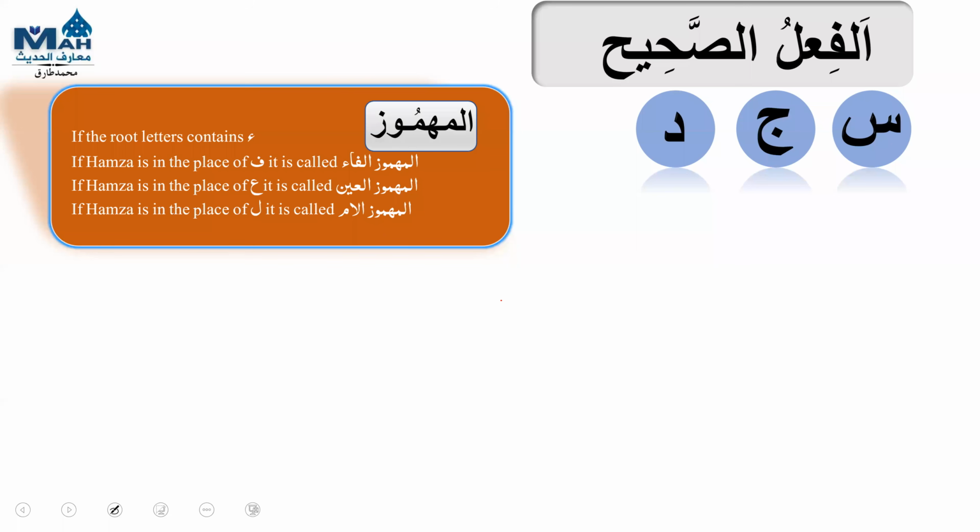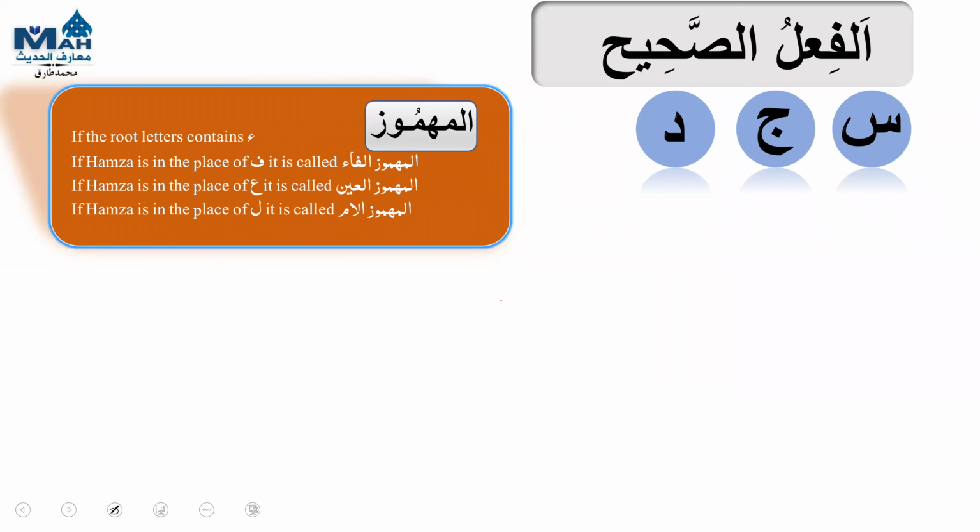Aisha, can you tell me what does it mean al-fi'lu sahih wal fi'lu ghair sahih? Al-fi'lu sahih is the sound verb, and fi'lu ghair sahih is the defective verb. What are those letters which make the verb defective? Waw and ya. Excellent.